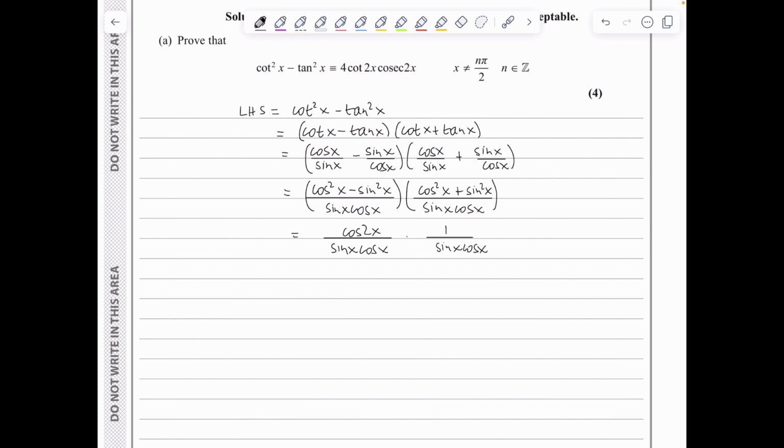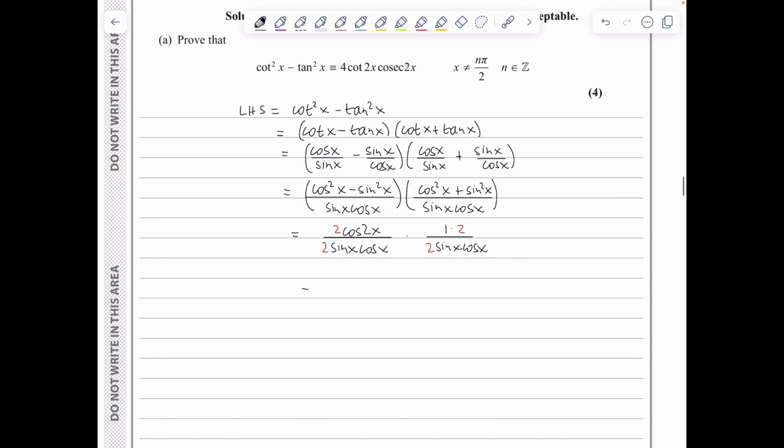I will then multiply top and bottom by 2 to see the double angle for sin 2x in the denominator, and similarly for the second term. So what we're looking at is 2 cos 2x over sin 2x for the first term times 2 over sin 2x. Well, 2 times 2 is 4. Now cos 2x over sin 2x is cot 2x, and then 1 over sin 2x is simply cosec 2x, which is the right-hand side as required.